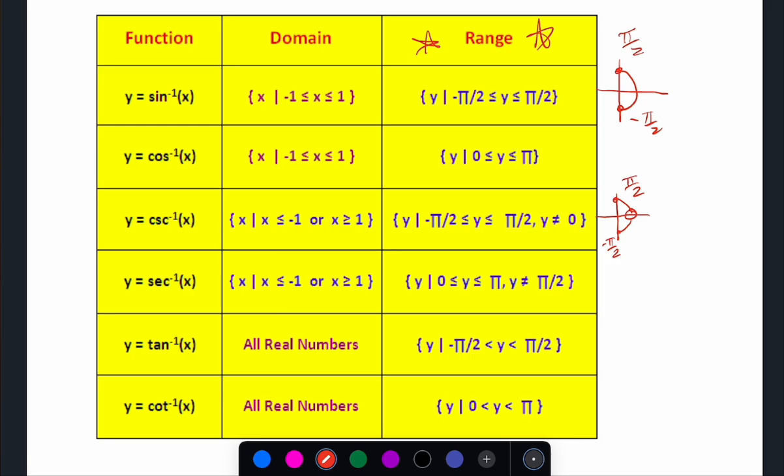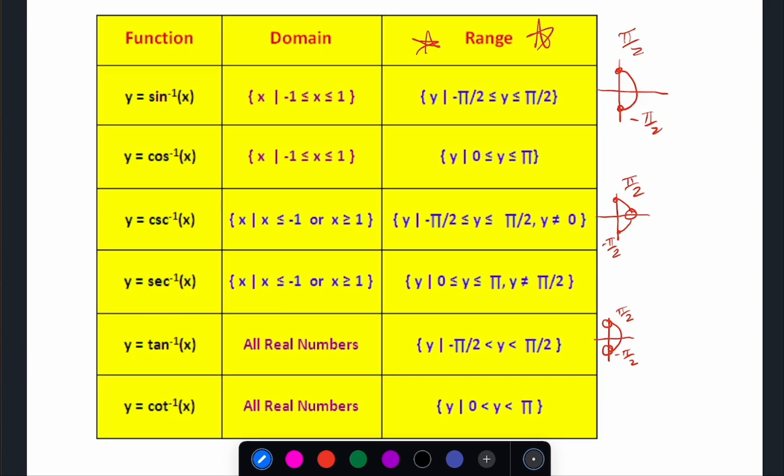Since tangent is sine over cosine, it's going to be the same exact things, but it will have open circles at the ends because that's where the undefined values are. So those ones go together. So sine, cosecant, and tangent, you'll be looking for answers in similar locations.